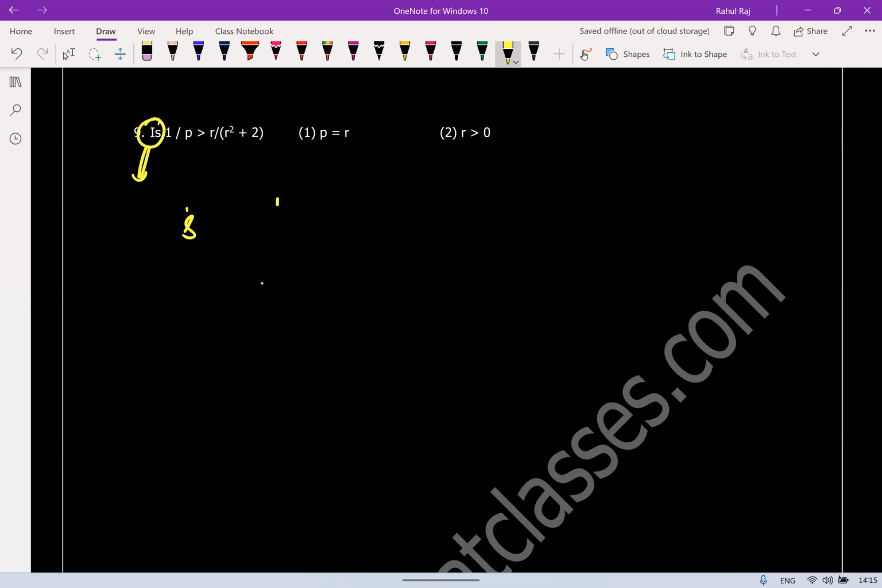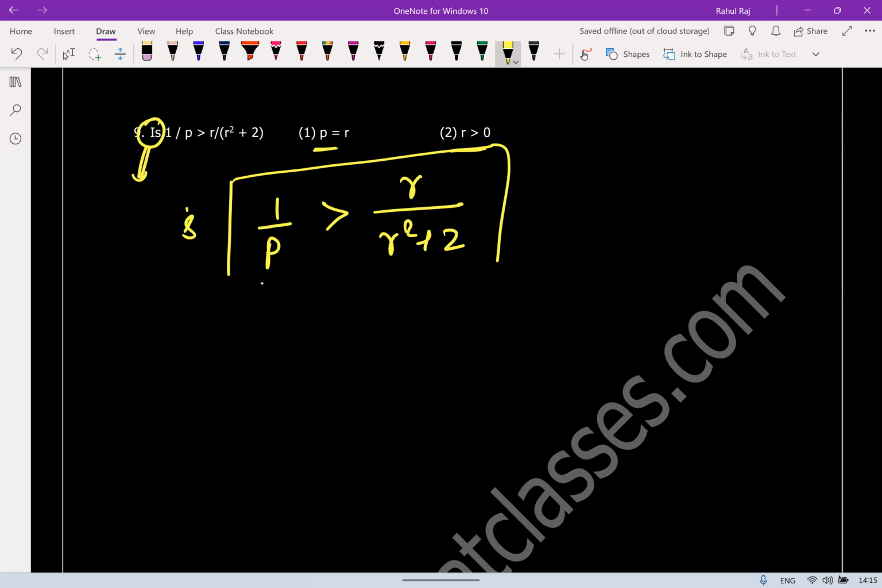So my question is: is 1 over P greater than R over R square plus 2? Now, before I get into the statements, my job is to 100% think. Just tell me one thing: when can you say 1 over P is greater than R by R square plus 2? Until you don't know the value of P and R, you can't conclude it, right? You have to know the value of P and R to come to your conclusion. So there should be a one-line thought process on the question before you get into the statements for sure.